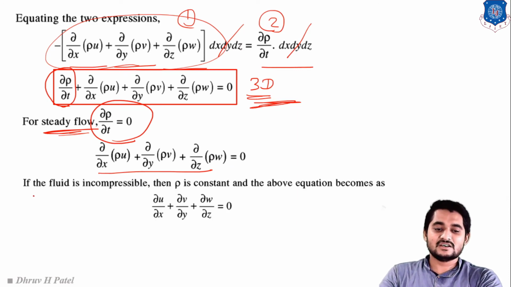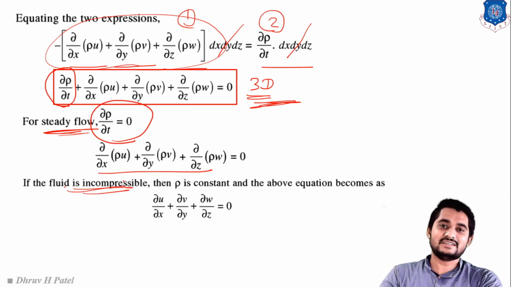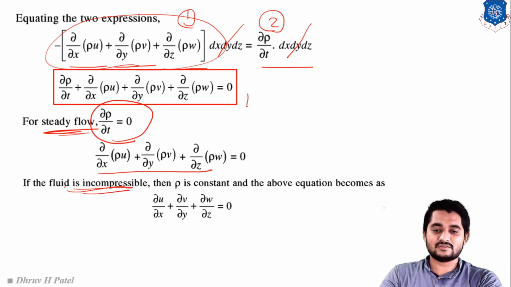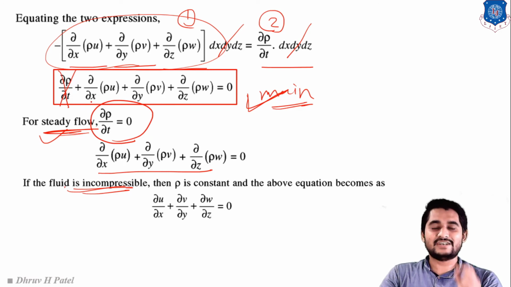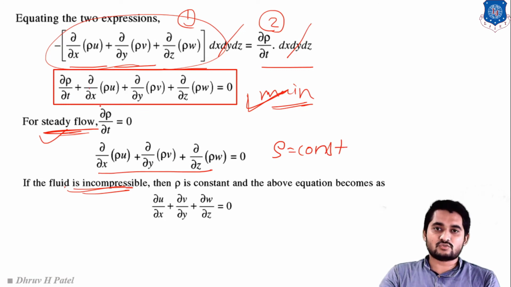Suppose they ask to derive the continuity equation if the fluid is incompressible. So this is our main continuity equation. Remember, this is our main continuity equation for incompressible flow and for steady flow also. For steady flow this term got cancelled, and for incompressible flow density is constant, that means rho is equal to constant. So the constant term we take as common, and on the opposite side it becomes 0. So what remains is del u by del x plus del v by del y plus del w by del z.